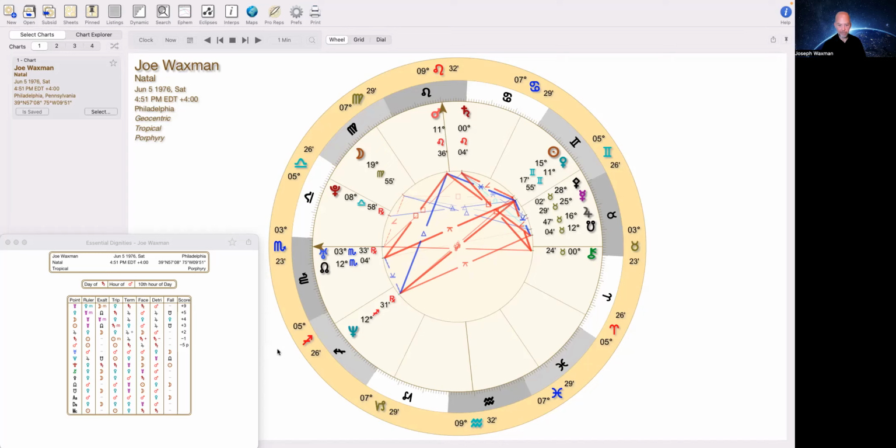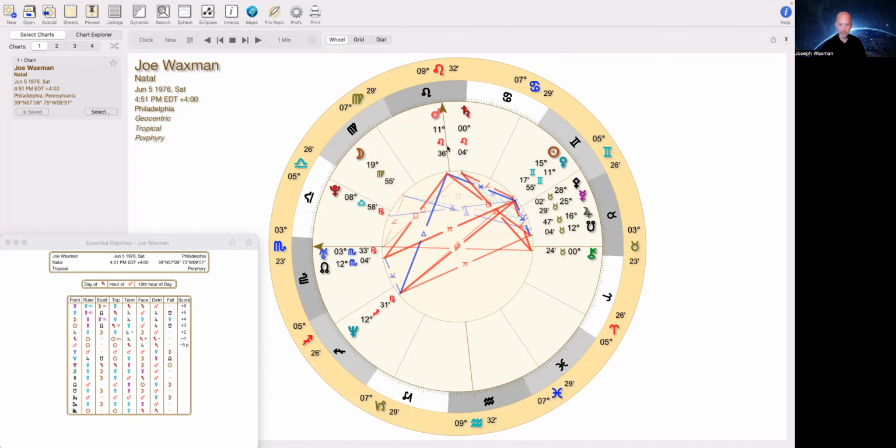So the second house, how are my finances? How's my voice? And Neptune doesn't create a bad voice. I used to sing, right? So there's a semi-sextile to the nodes. I don't pay that much attention to that. But then we see Neptune opposite Venus. That's not great for finances, but oh, Neptune to Mars.